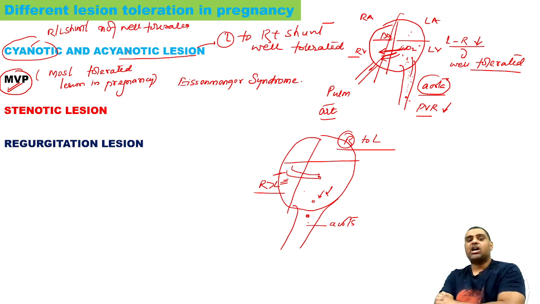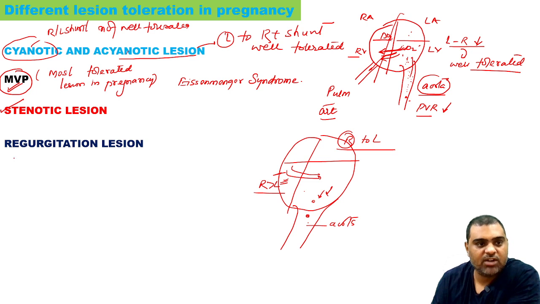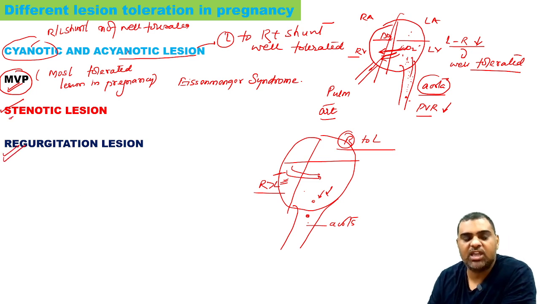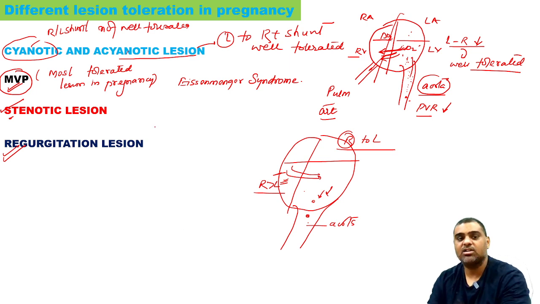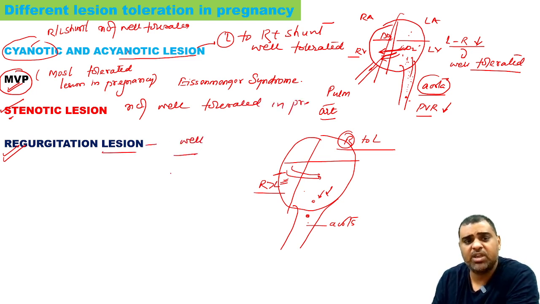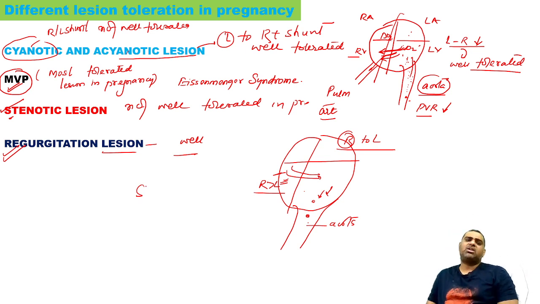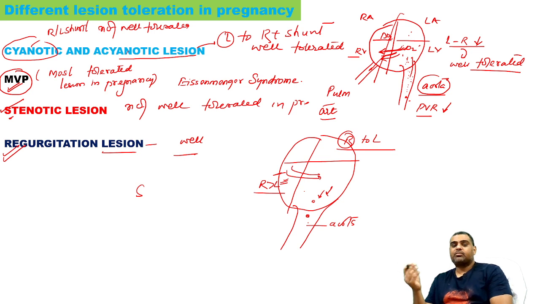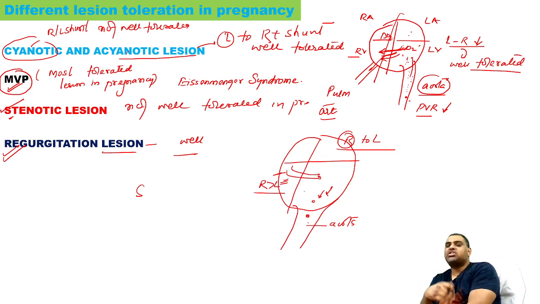Now again, we have stenotic lesions and regurgitation lesions. Please remember S for stenotic, S for sad in pregnancy. So stenotic lesions are not well tolerated in pregnancy, whereas regurgitation lesions are well tolerated. That's why even severe aortic regurgitation and severe mitral regurgitation can be tolerated very easily. Why? Peripheral vascular resistance decreases, there is vasodilatation, so aortic pressure is less, diastolic pressure is less, so there is less regurgitation. Regurgitation occurs because of the diastolic pressure. That's why regurgitation lesions even become better in pregnancy.